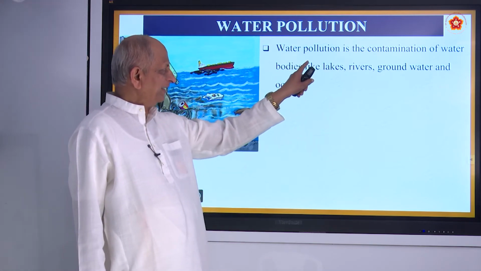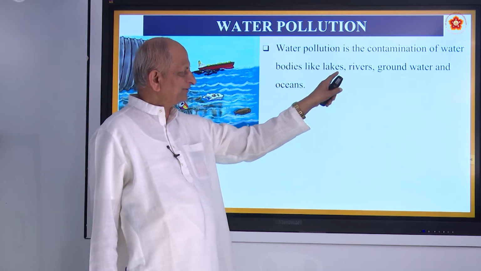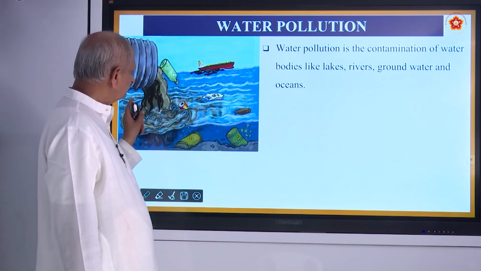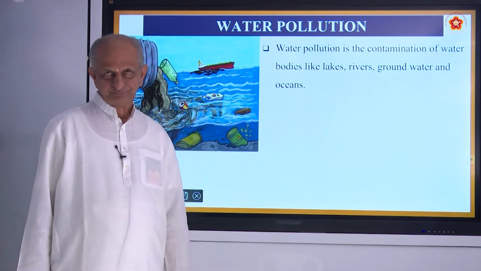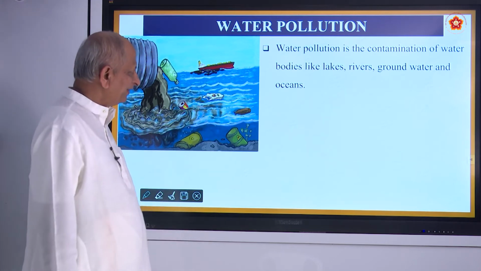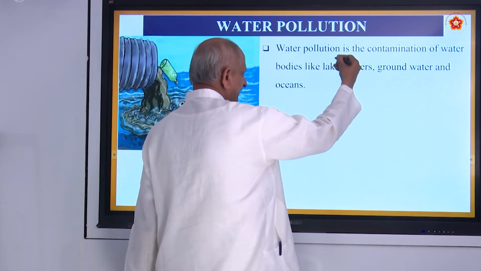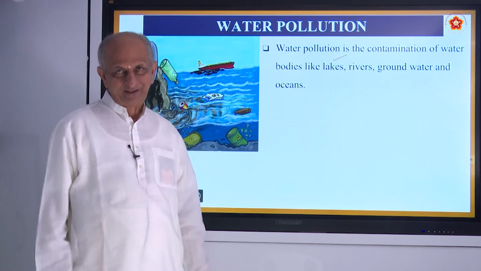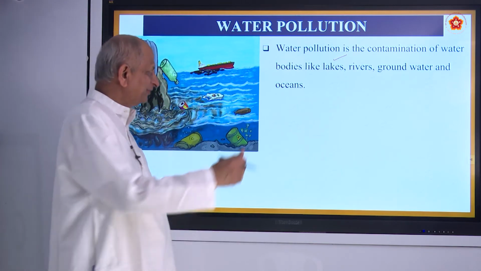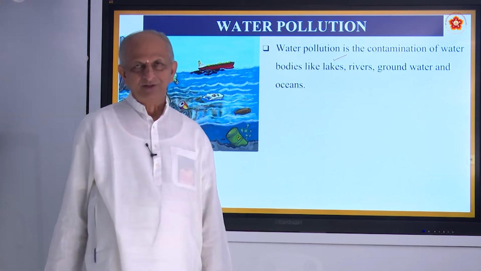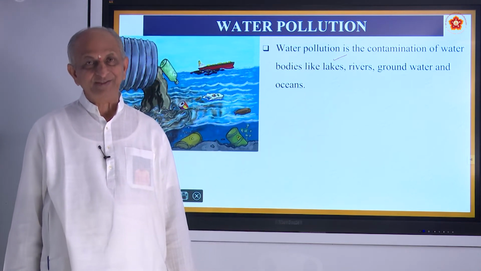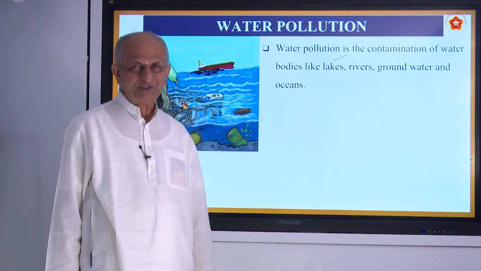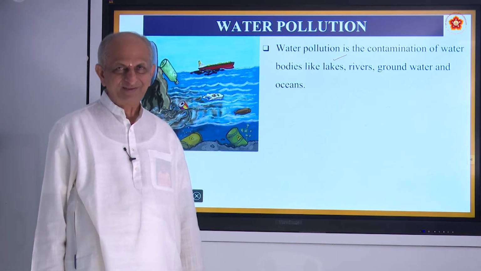Water pollution is the contamination of water bodies like lakes, rivers, groundwater and oceans. So contamination of water. And water bodies means what? Like lakes. You know very well how the lake water is polluted. Sometimes rivers also. You heard about purification of Ganges, especially Varanasi.